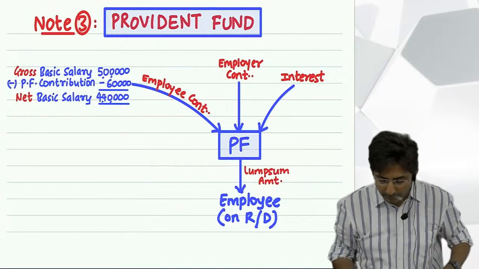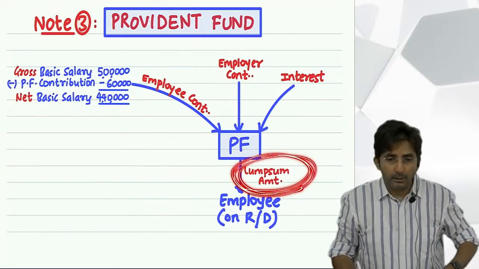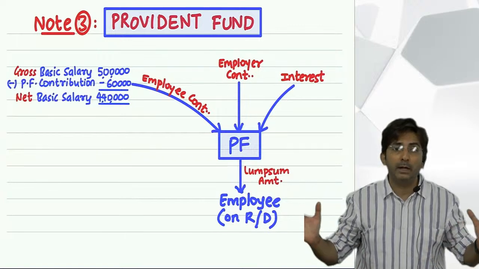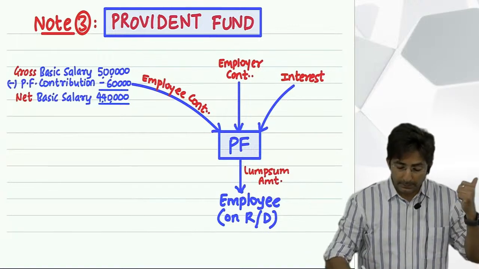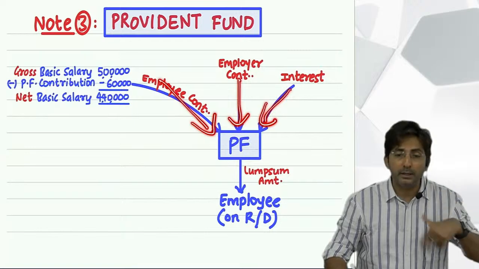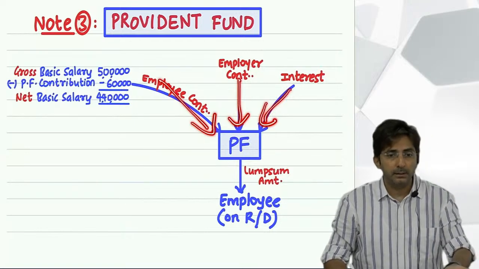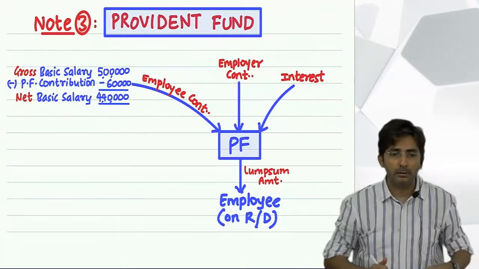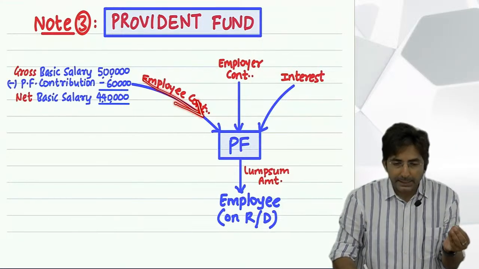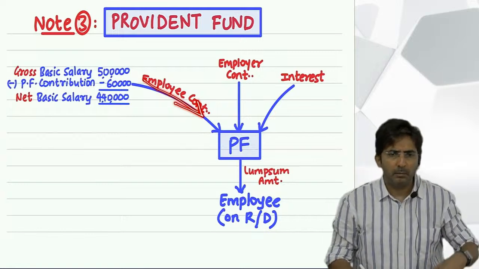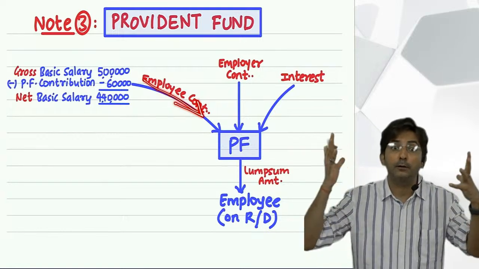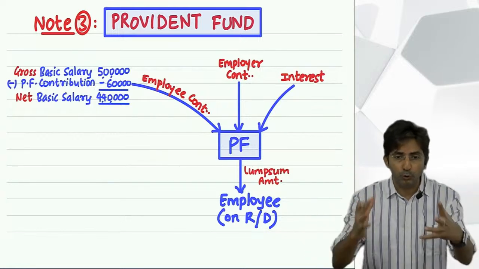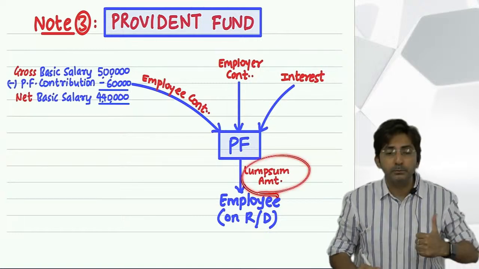And why have I written this lump sum amount? Lump sum means you get all the amount together in one shot. Depositing happens in one shot or on a yearly basis? Yearly basis. But at the end you get it in one shot, a lump sum big amount. Every year there might be, say, 1 lakh deposited, but at the end you get a big amount, 35 lakhs, 40 lakhs, a huge amount together. That's why I have written lump sum amount.